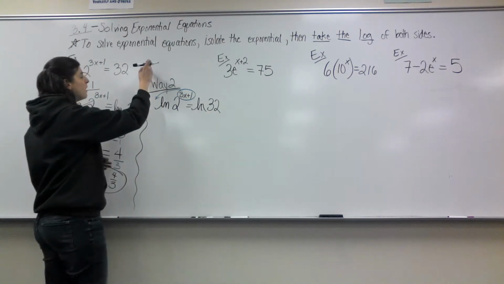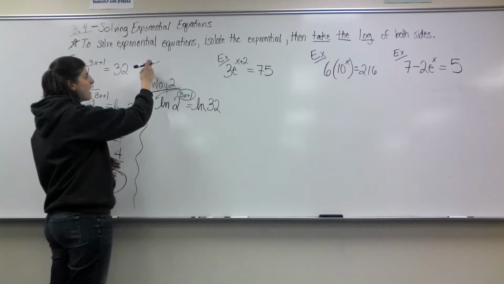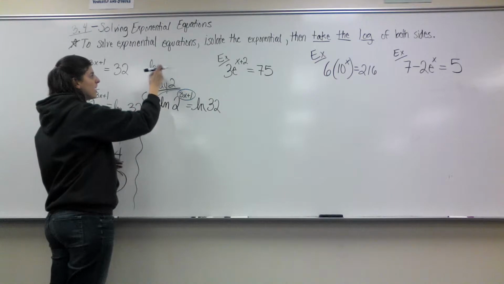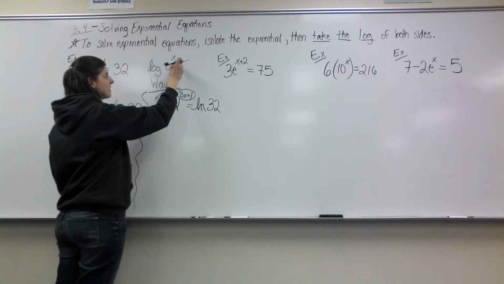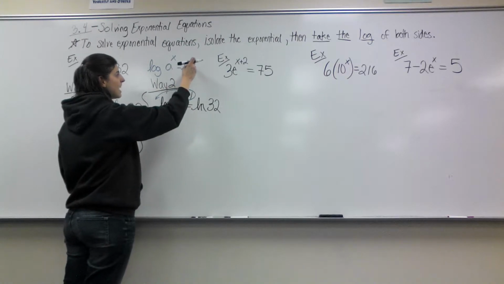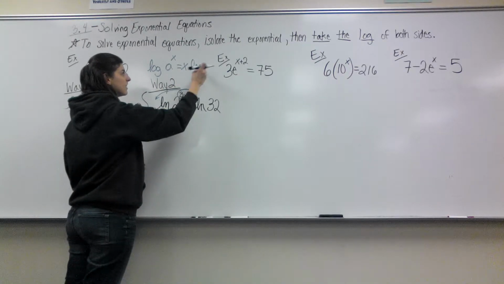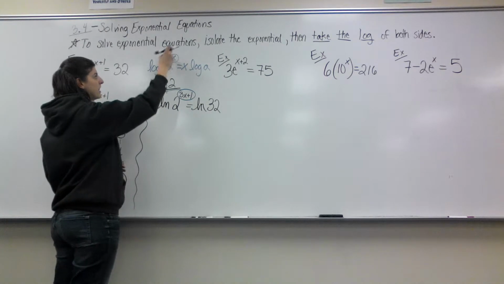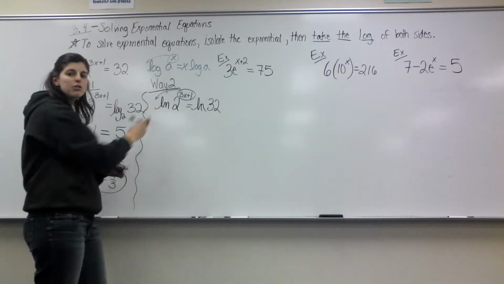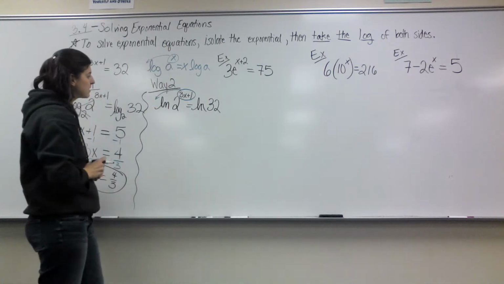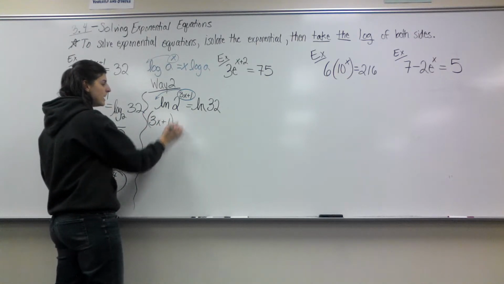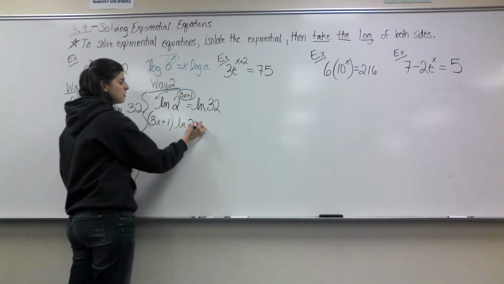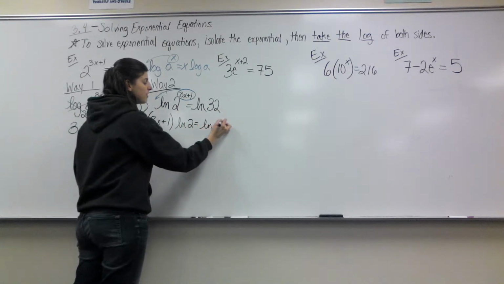Remember, you have a property that says if you have log of a to the x, that's equal to x times the log of a. You can bring the exponent out in front. That's what we're using here. So 3x plus 1, the quantity times natural log of 2 equals the natural log of 32.